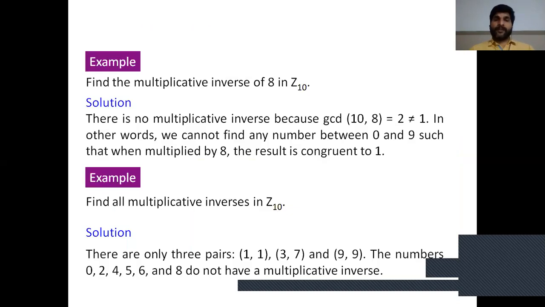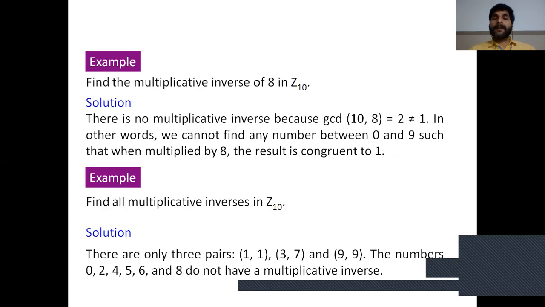Find the multiplicative inverse of 8 in Z10. Solution: there is no multiplicative inverse because GCD of 10 and 8 equals 2, which is not equal to 1. In other words, we cannot find any number between 0 and n such that when multiplied by 8, the result is congruent to 1.